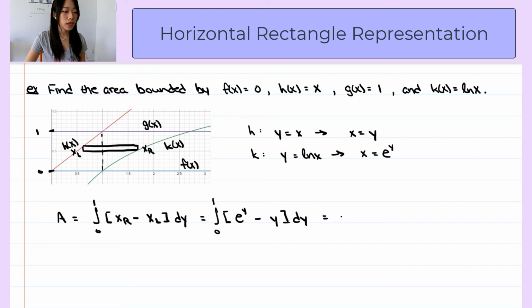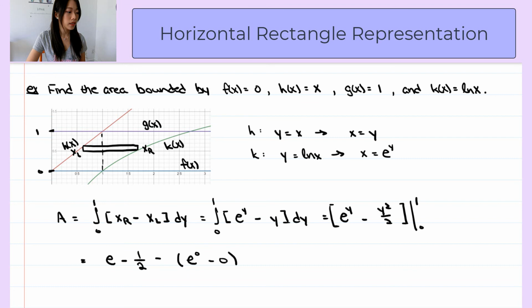which equals e to the power of y minus y squared over 2, evaluated from 0 to 1, which equals e to the power of 1 minus 1 over 2 minus e to the power of 0 minus 0, which equals e minus half minus 1, which equals e minus 3 over 2, which is the same as what we have found in the other video.